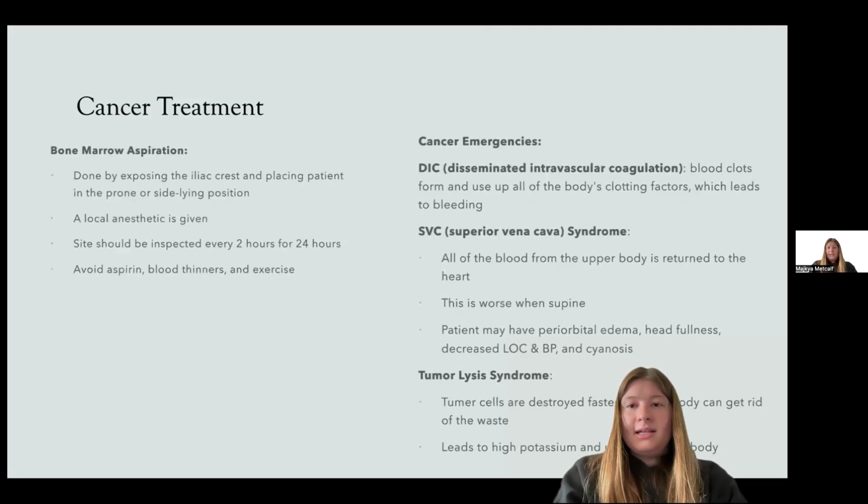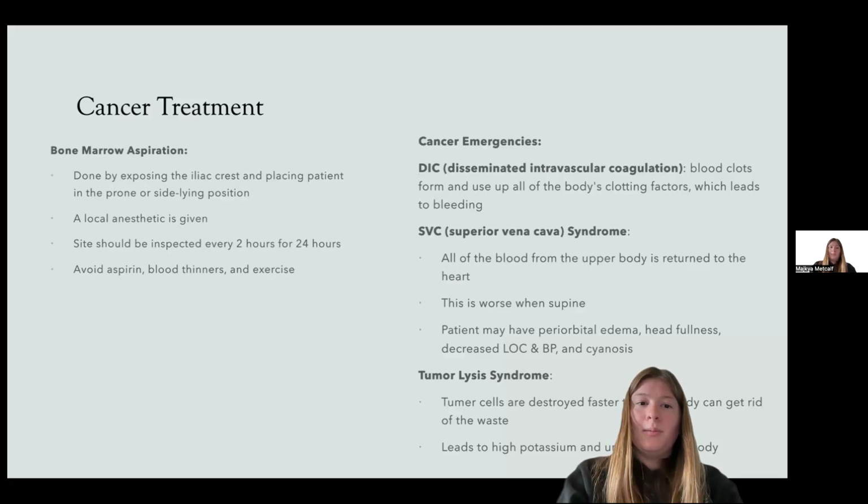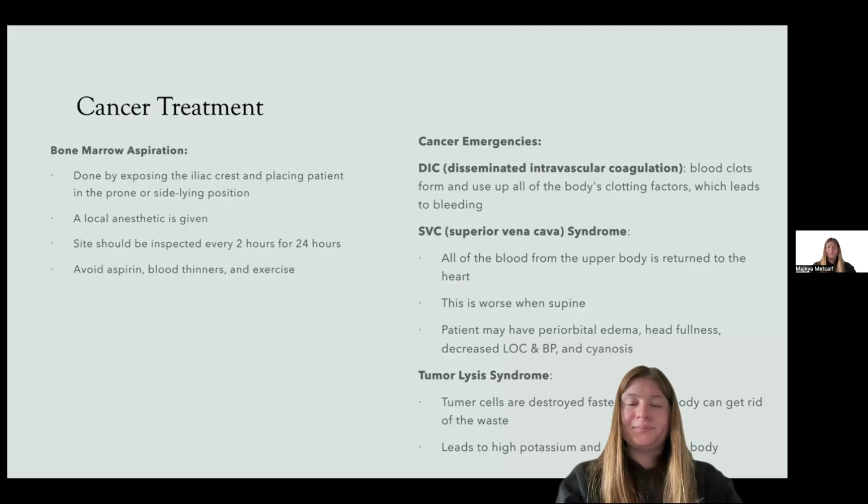Something else that you might see done is a bone marrow aspiration. This is done by putting the patient in either the prone or the sidelying position, and then we will expose the iliac crest and get a sample. Patients are receiving this under a local anesthetic, and afterwards we want to encourage site monitoring every 2 hours for the first 24 hours. Patients who have a bone marrow aspiration are going to be told to avoid aspirin, blood thinners, and then we also just want to restrict exercise right away.